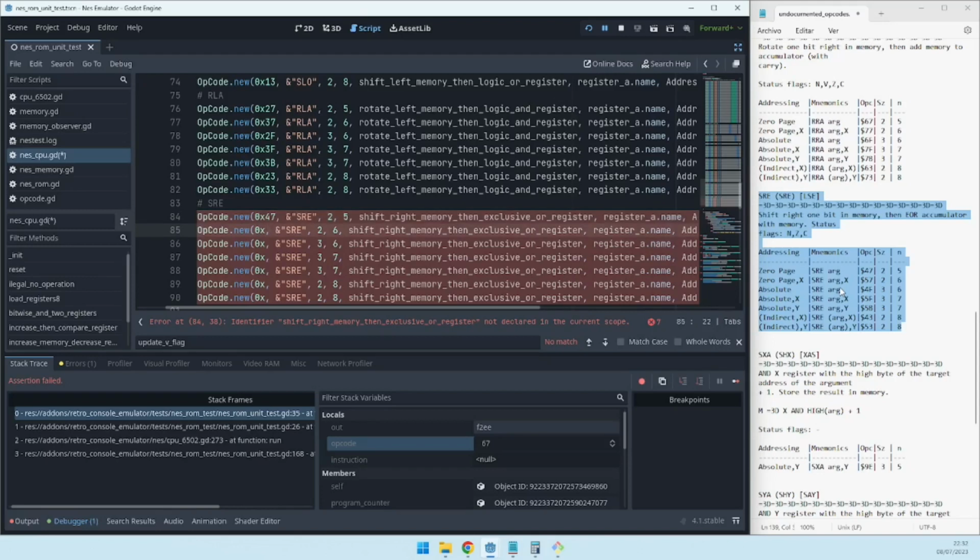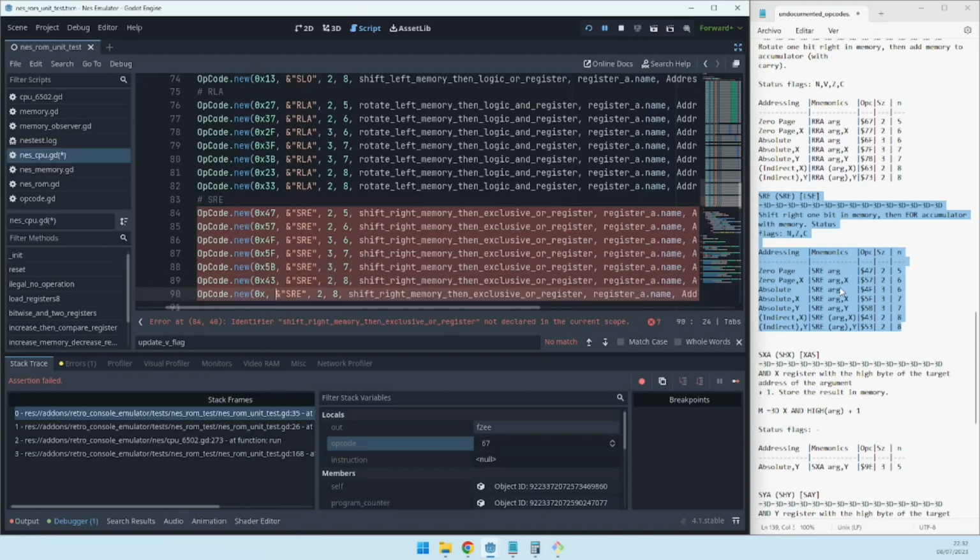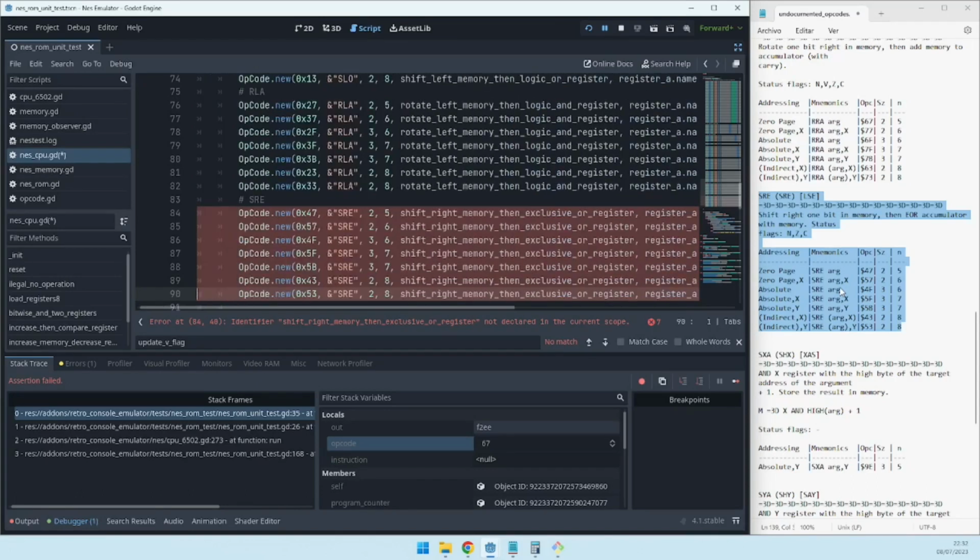47, 57, 40F, 50F, and 50B, 43, and 53. Okay, awesome.